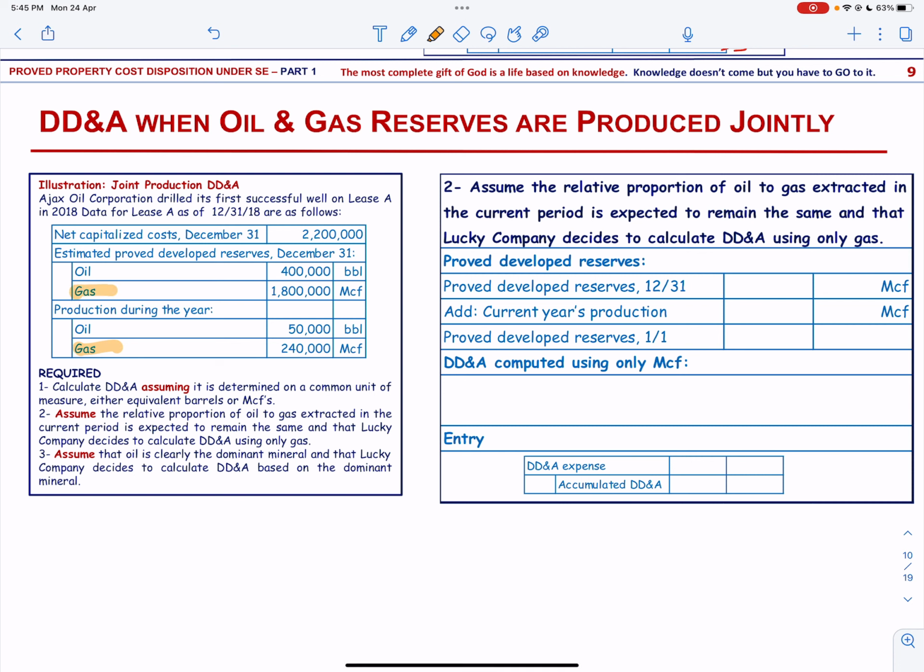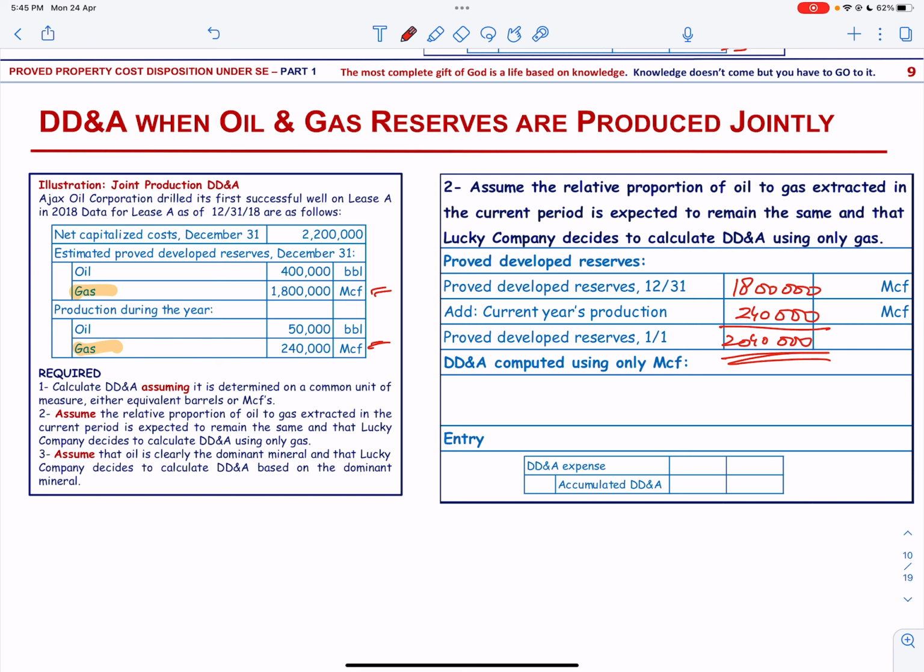So we have proved developed reserves on 31st December, it is 1,800,000. Current year's production is 240,000. So the total is 2,040,000.